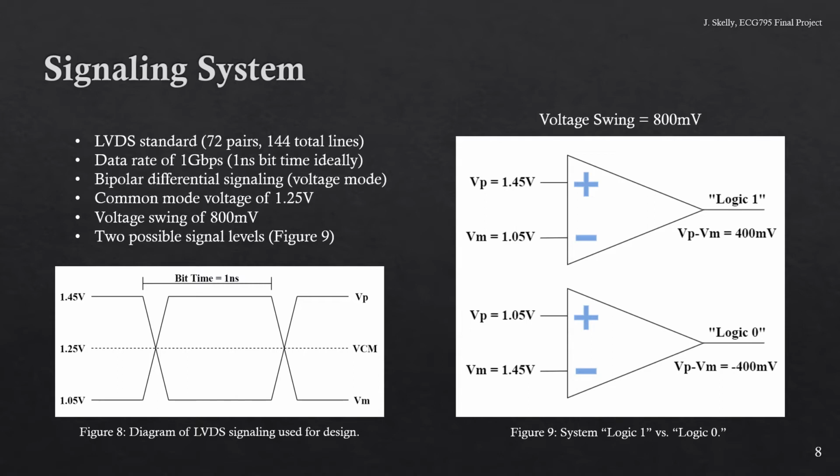When Vp is 1.45 volts and Vm is 1.05 volts, the output of the receiver is a logic 1. When Vp is 1.05 volts and Vm is 1.45 volts, the output of the receiver is a logic 0. From Figure 8, we see that the signals swing around the common mode voltage and have an ideal bit time of 1 nanosecond.